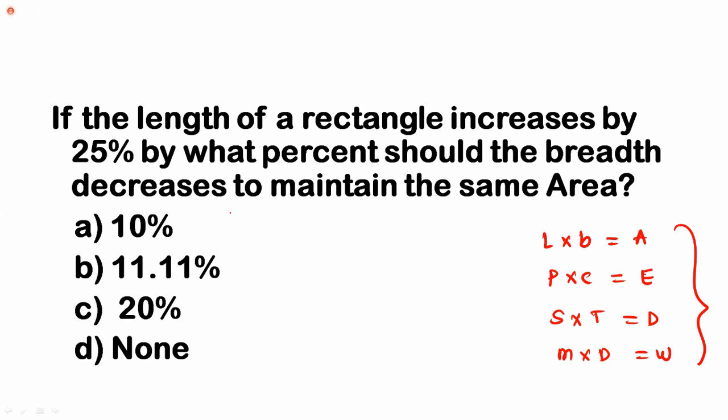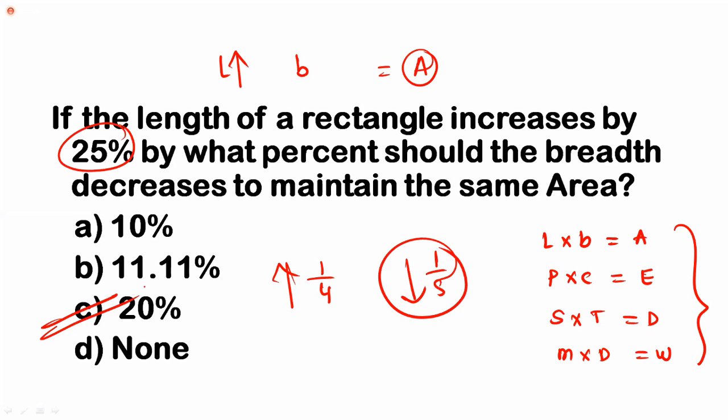That's the reason length into breadth is equal to area. They kept area as constant. Length is increased by 25%. You should be aware of fractions and percentages. So 25% means 1 by 4 is the increase. 1 by 4 increase will result in what? 1 by 5 decrease. What is 1 by 5? 20%. Mark your answer as option C. I hope you are able to get the point.